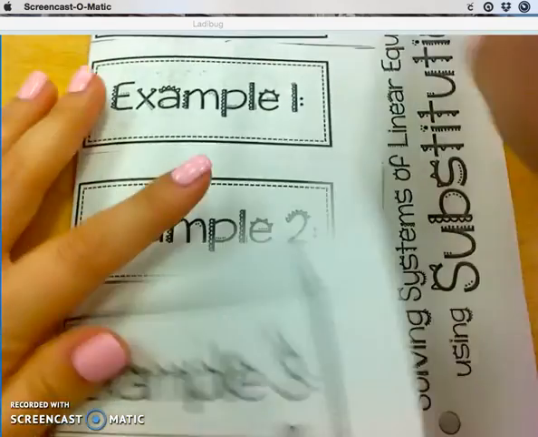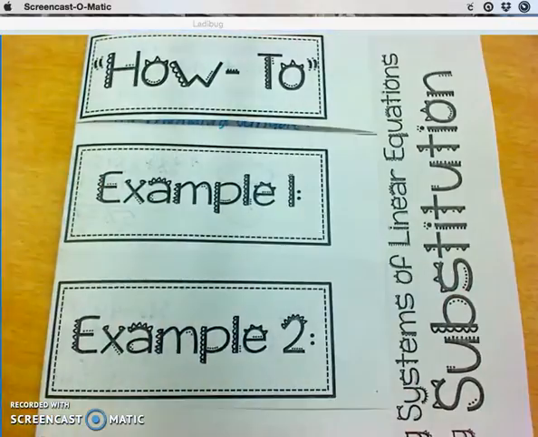And that is the lesson on solving by substitution. It's another way to solve a system of equations.